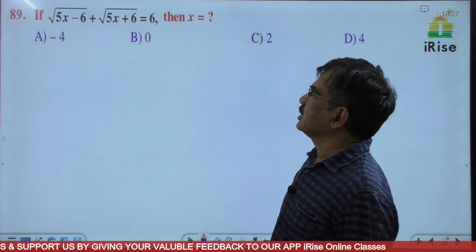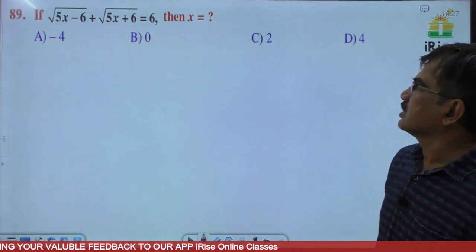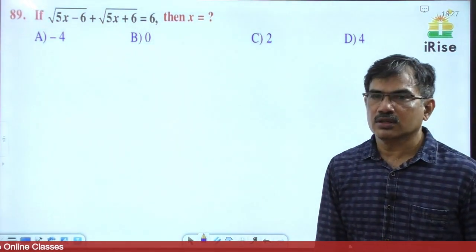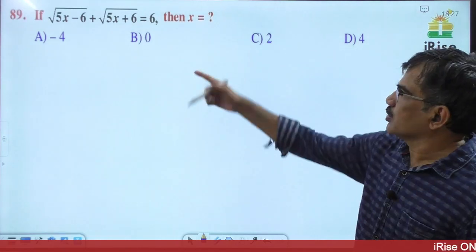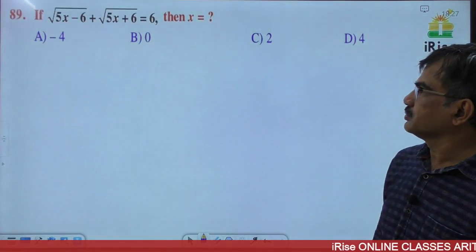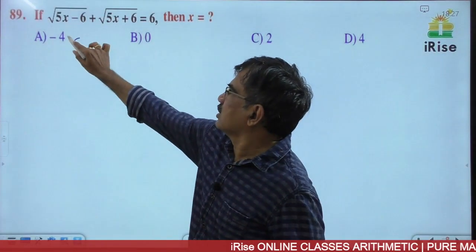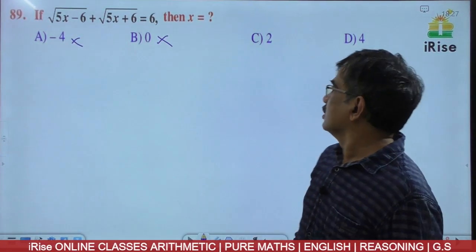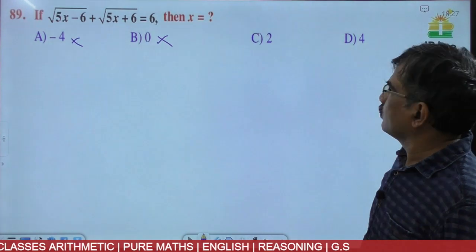Root of 5 minus 6 plus root of 5 plus 6 is equal to 6. What is the value of x? Here it is not necessary to solve this question. Just see the options. The options give the answer. Minus 4 is not the answer. Even 0 is also not the answer. If you put 0, it is imaginary. You have to put either 2 or 4.